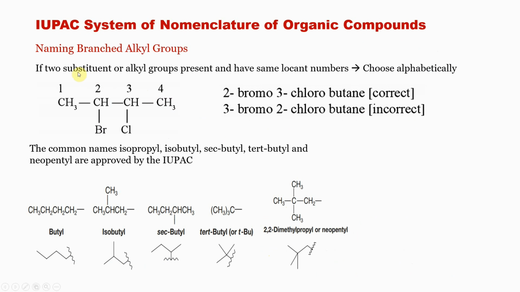Now when you have branches, if two substituents or alkyl groups are present and have the same local number, alphabetically we choose. Meaning bromine or chlorine does not matter for naming. We are not going to give the first number based on molecular mass or atomic number, they are all halogens. So what I am going to do is, if an alkyl group is also present, we are going to give the numbering based on alphabetical order, B before Cl.